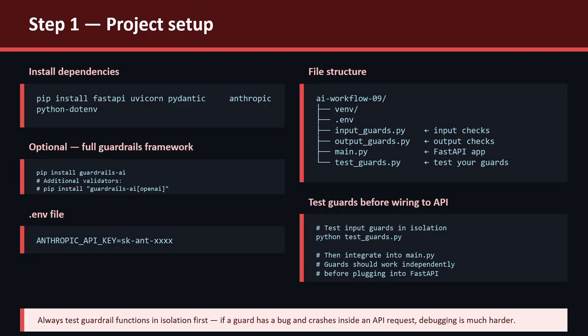input_guards.py holds your input validation functions. output_guards.py holds your output validation functions. main.py wires them into the FastAPI endpoint.